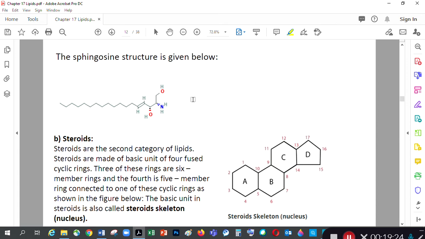Sphingosine structure can be given here. You can see that's the long sphingosine structure here, connected. Here it is.